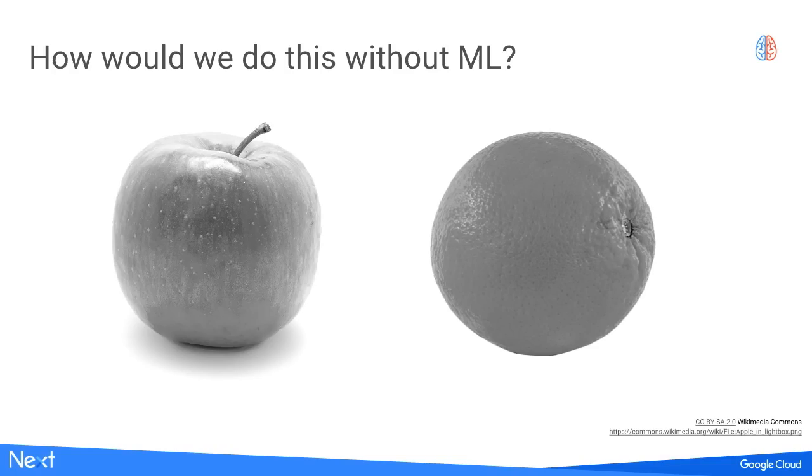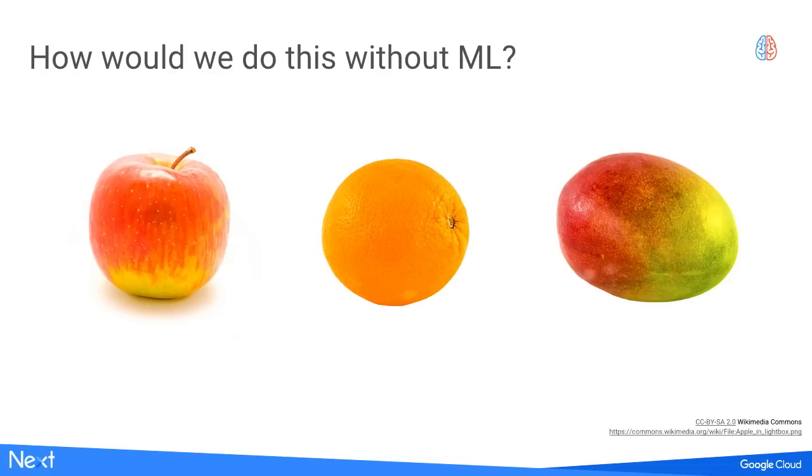Color is a good one, but what would happen if we had black and white images? Then we might have to start all over again. In that case, we could look for a stem. Texture would be good. But what happens if we add a third fruit? If we add a mango, we have to start all over again as well.